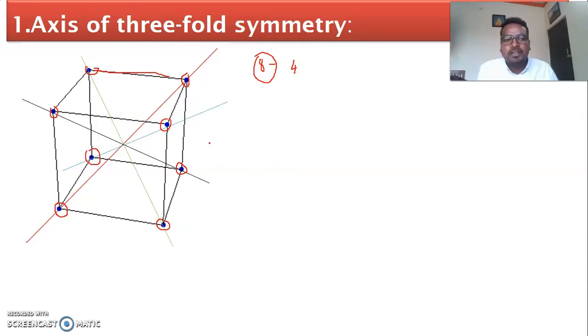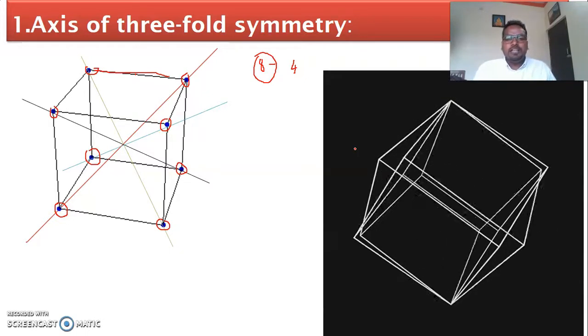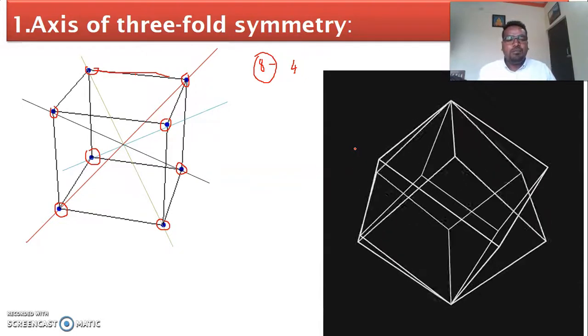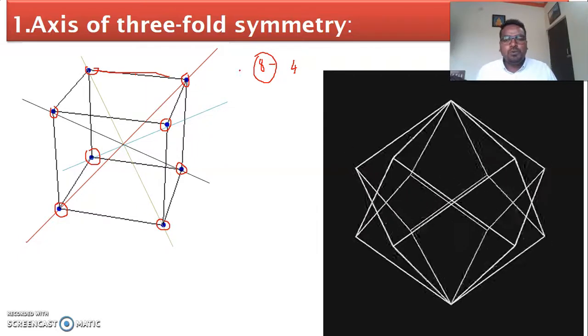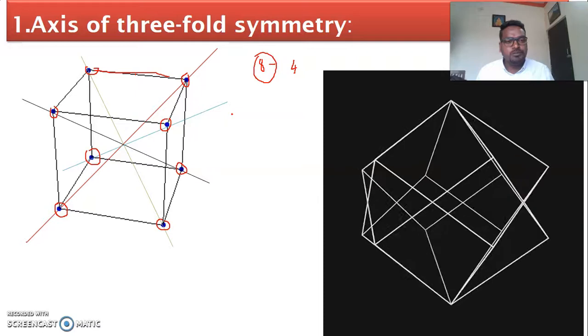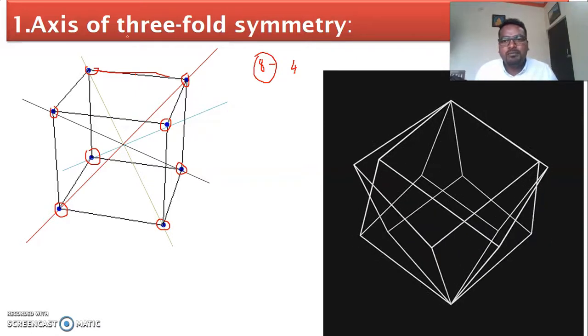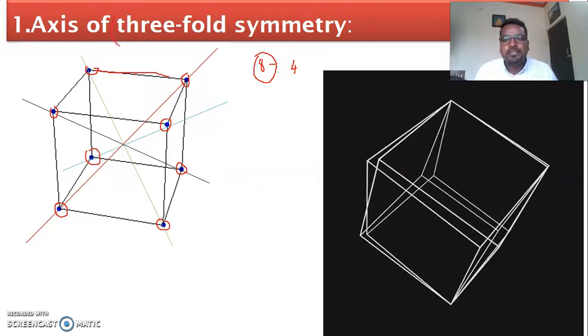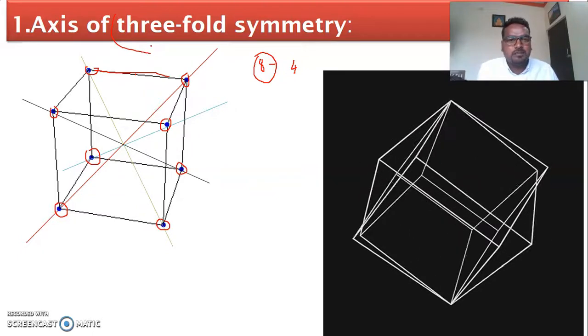So totally we can draw the 4 lines. Then on rotating this crystal about any one of the lines, we are going to obtain the same appearance 3 times. So the same appearance is obtained 3 times. That's why it is called a threefold axis of symmetry.